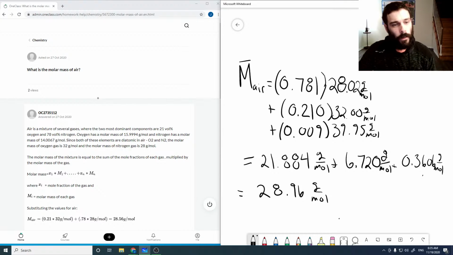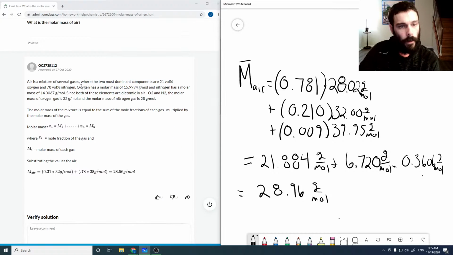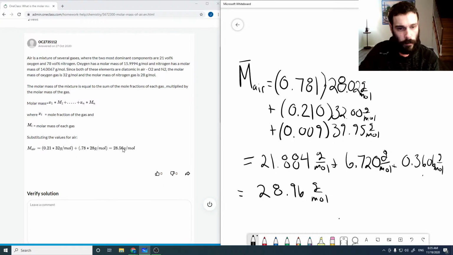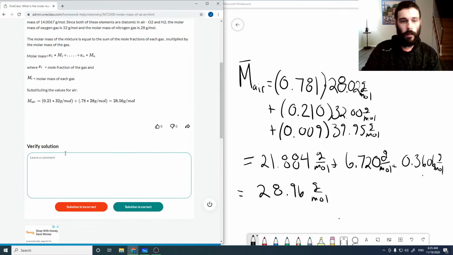If we look at the solution here, it's basically what they went through. They only used oxygen and nitrogen, and so their average molar mass comes out a little less, but obviously it just depends on your assumptions. So the solution is correct.